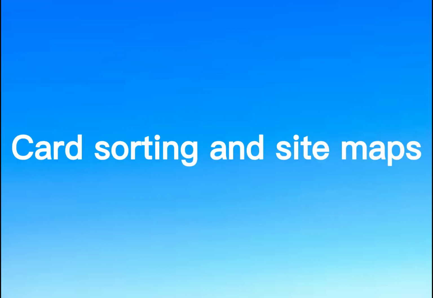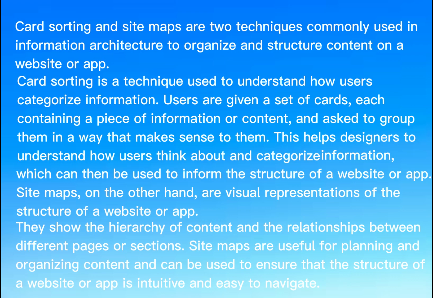Card sorting and site maps. Card sorting and site maps are two techniques commonly used in information architecture to organize and structure content on a website or app. Card sorting is a technique used to understand how users categorize information. Users are given a set of cards, each containing a piece of information or content, and asked to group them in a way that makes sense to them.